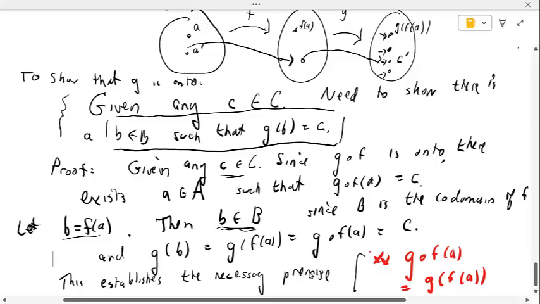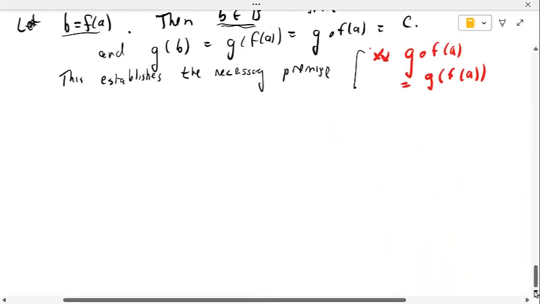Okay. So I put this in red because it's something that's very important to remember, that G composed F of a is the same thing as G of F of a. It's the very same thing. Okay?